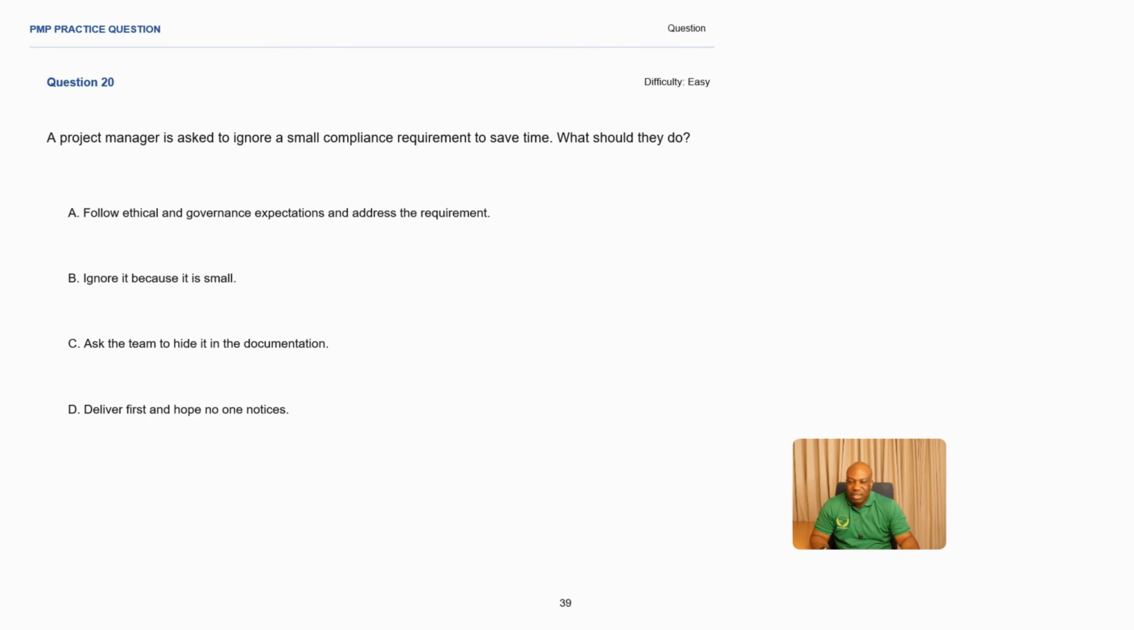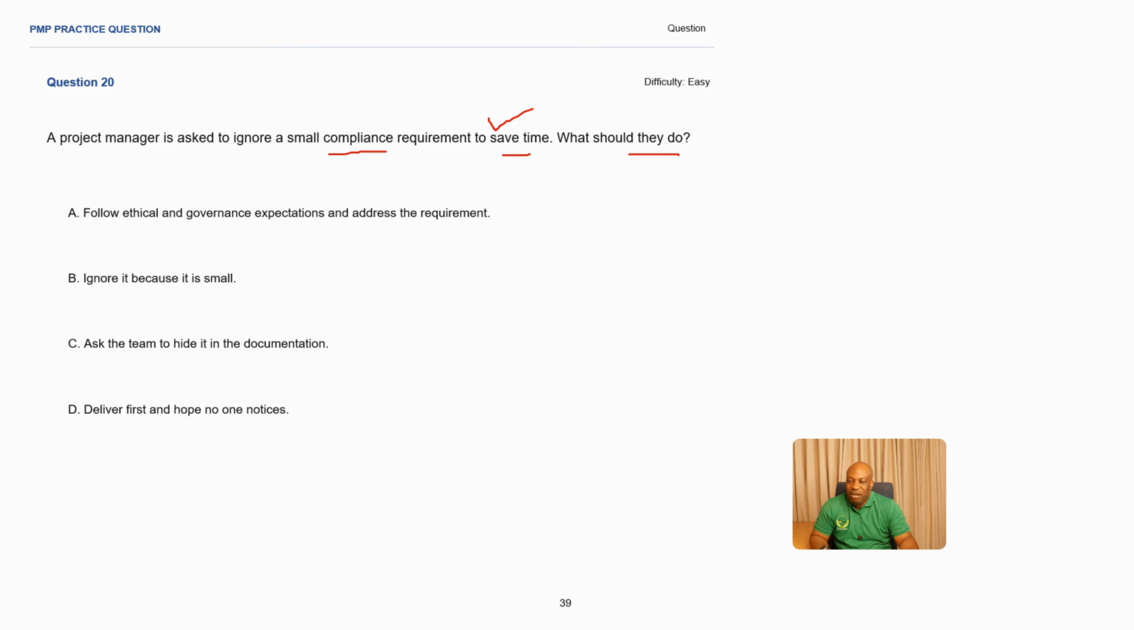Practice question number 20. Okay, a project manager is asked to ignore a small compliance requirement to save time. What should they do? All right. So a project manager, what is the problem statement here? A project manager is asked to ignore a small compliance requirement to save time. All right. So this is the problem. There's an issue with time. Now we have to ignore some compliance.